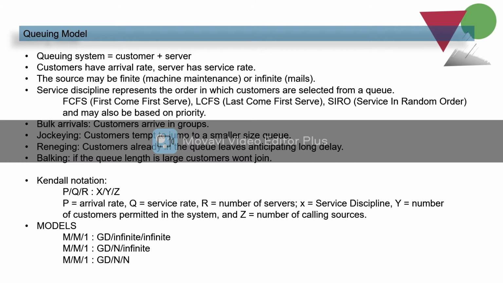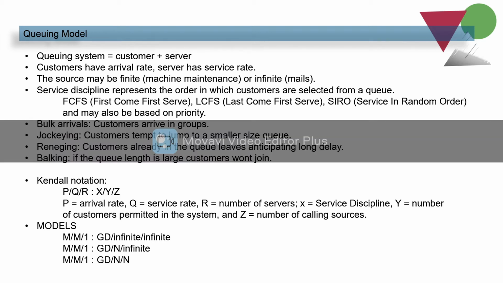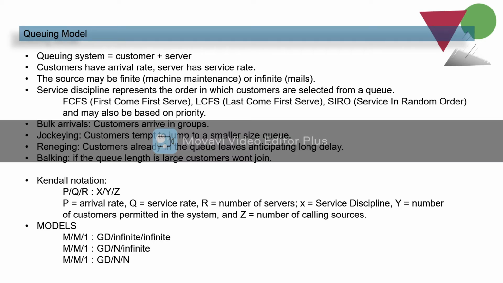We can calculate LS, LQ, WS and WQ, where LS represents the average number of customers waiting in a system, whereas LQ is denoted for queue, and WS and WQ are for waiting time. Then the second model is M/M/1 GD N infinity. Here N number of customers are permitted in the system, and hence the lambda value is not the actual lambda. We should calculate the effective lambda, and hence we have to find out Pn values and the probabilities.